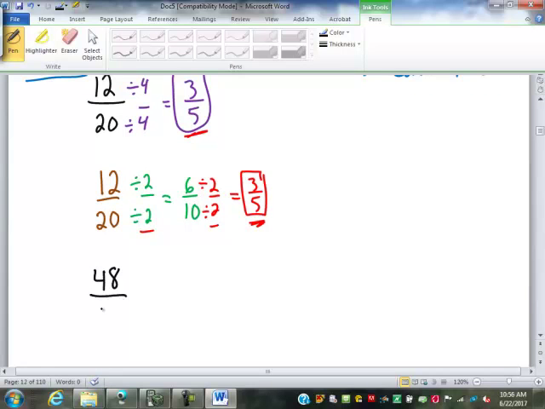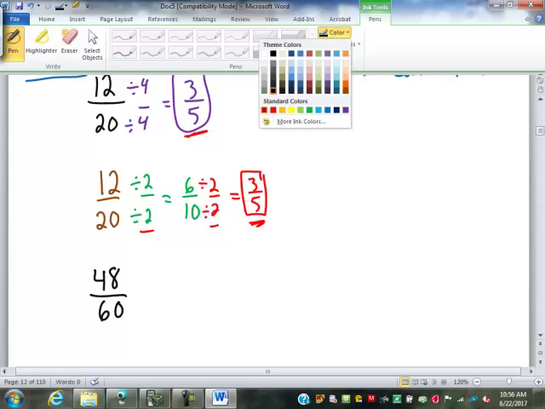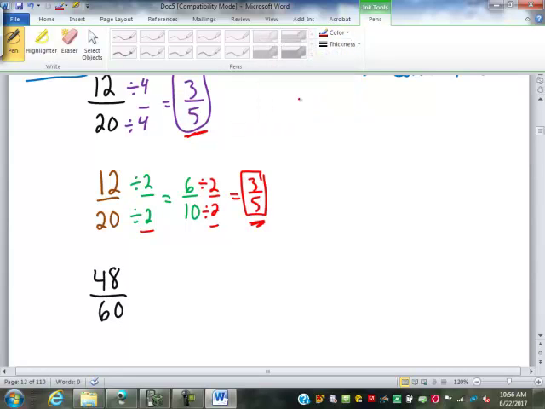Just like if you do 48 over 60. Some of you might look at that and see that both of those can be divided by 12. But if you don't, don't sit there and struggle with it. I would look at these and say, well, can both of them be divided by 10? Well, the 60 can, but the 48 can't. Right? Can both of them be divided by 5? No. How about 2? Yeah, they're both even. So let's divide by 2.